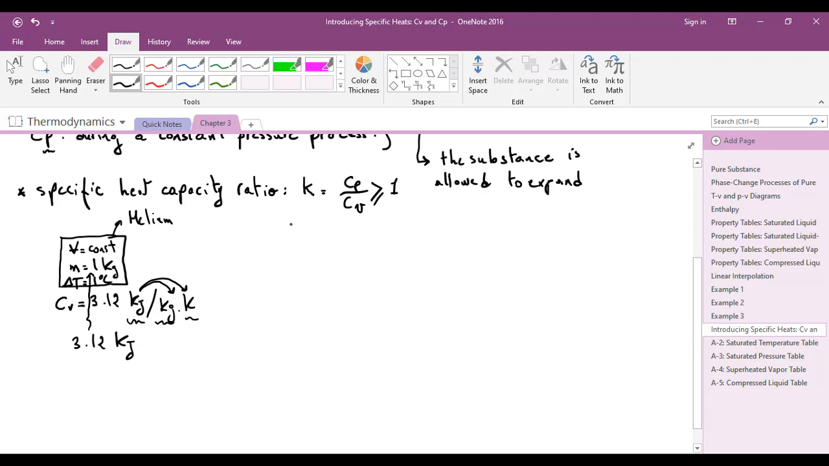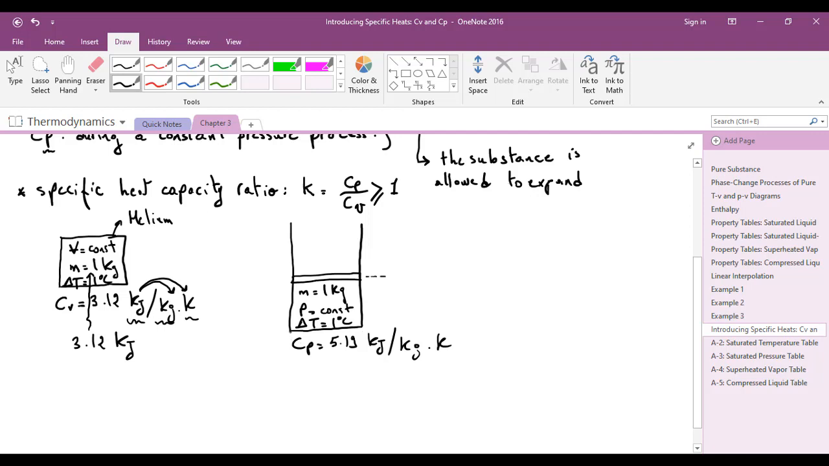However, during a process at constant pressure, as in a piston cylinder assembly, the piston is allowed to expand. We have here a mass of 1 kilogram. The pressure is constant, and delta T is equal to 1 degree Celsius. Cp for helium is equal to 5.19 kilojoule per kilogram Kelvin.